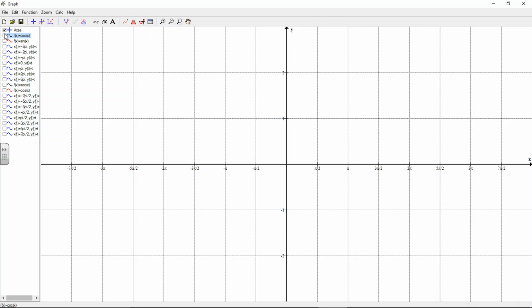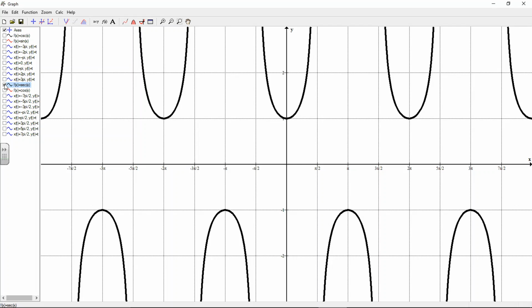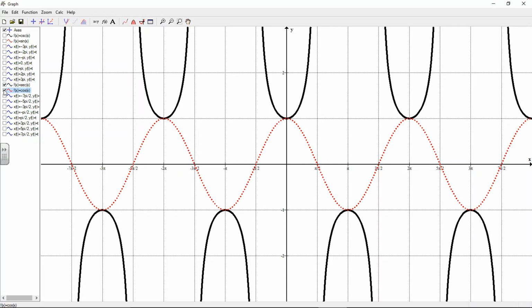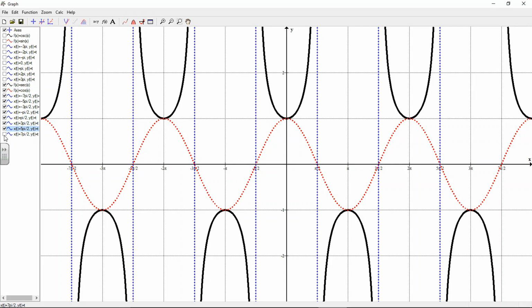Same exact deal if you look at the graph of secant. So again, I'll go through this a little faster. There's your graph of cosine, and you see again, the minimum maximum values are the same thing on the secant function, and then here at the zeros of cosine, so again, pi over 2, 3 pi over 2, and so forth, are where your asymptotes are.